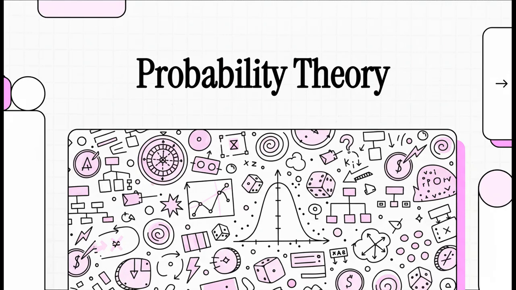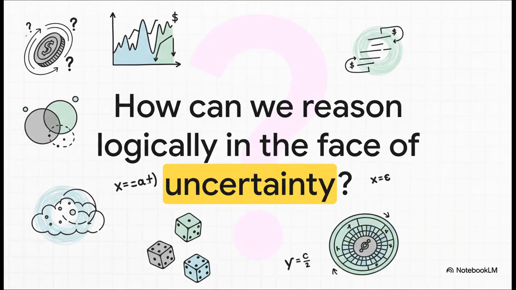Welcome to the Explainer. Today, we are diving deep into probability theory. This is the incredible mathematical language we've built to find some sense of certainty in a world that is, let's face it, pretty random. Our world is just governed by chance. From something as simple as a coin toss all the way to the wild complexities of quantum mechanics, uncertainty is just a fundamental part of reality.